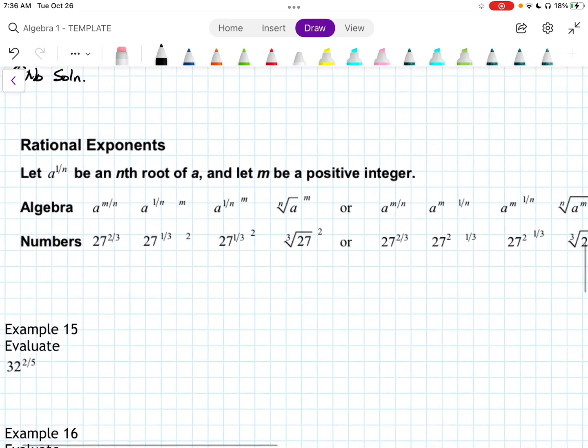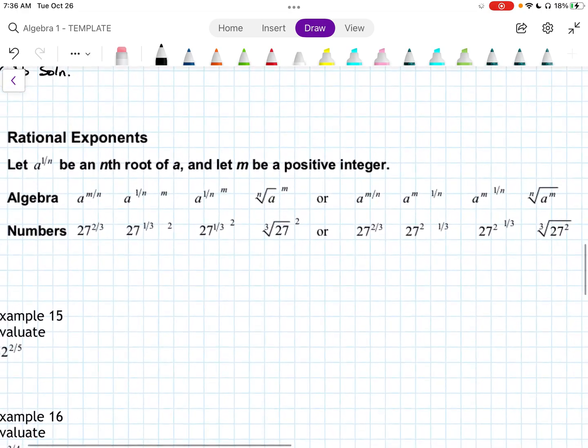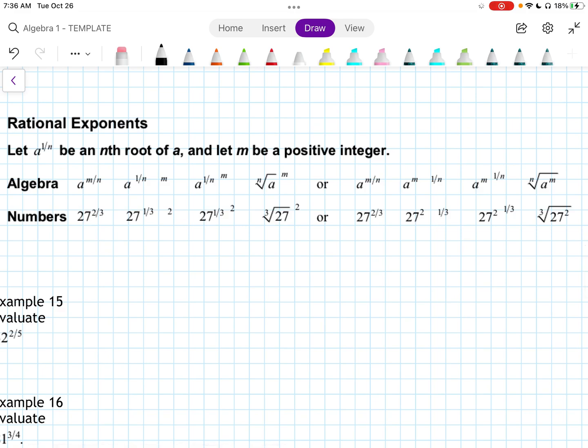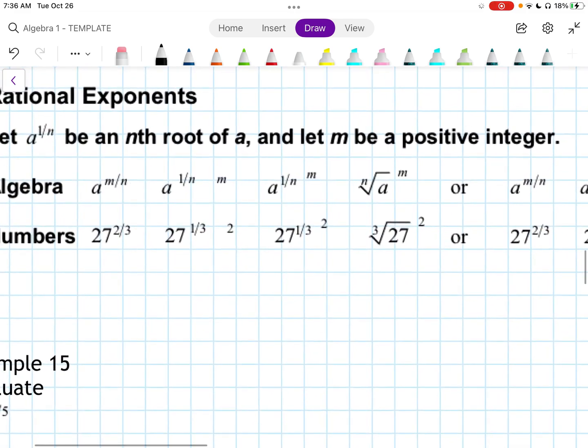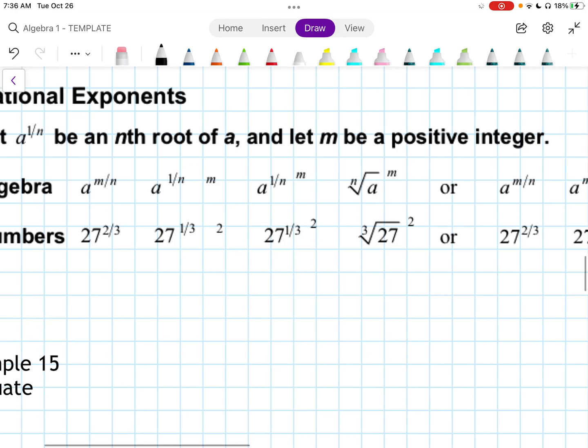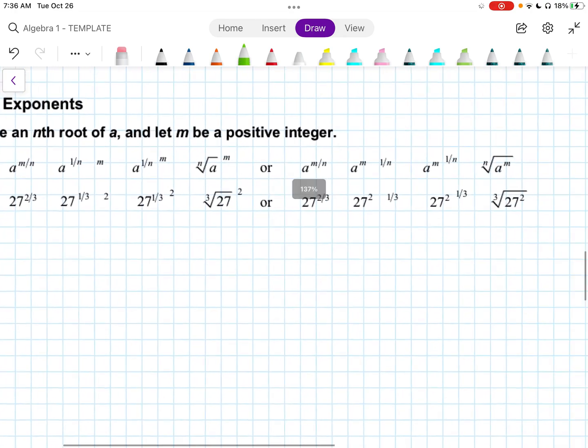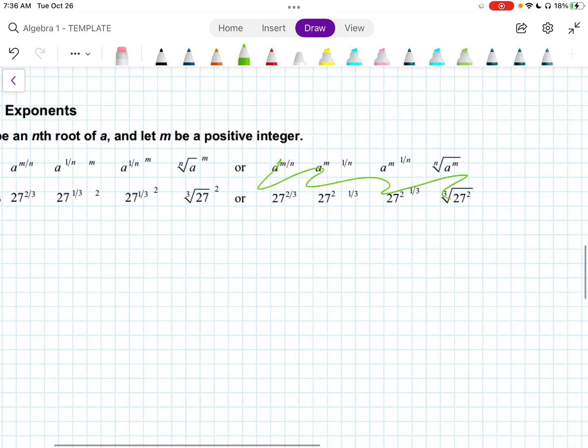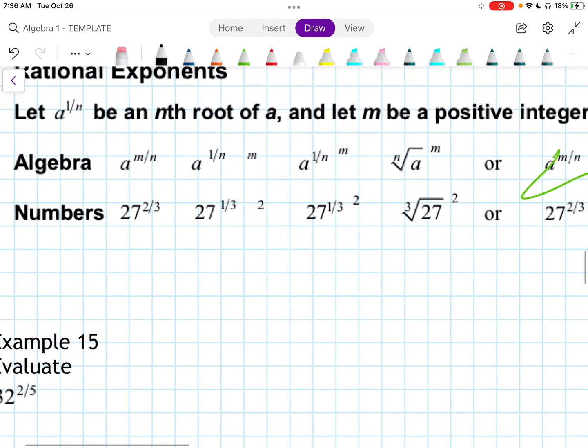Rational exponents. Oh, good grief. Let me see how I want to write this. We're just going to look at this top line here. We're not going to worry about this thing here. It's written the same way, just a little bit different.